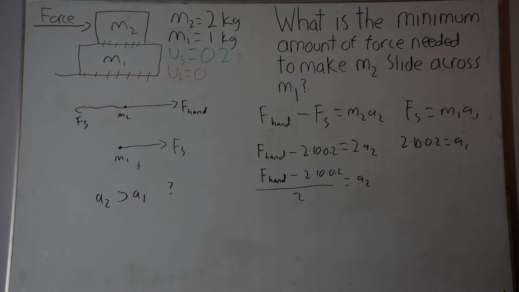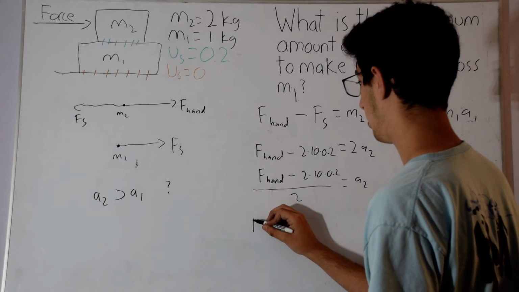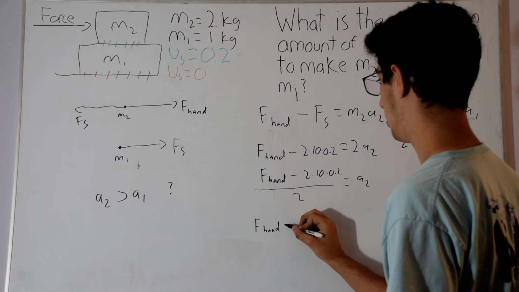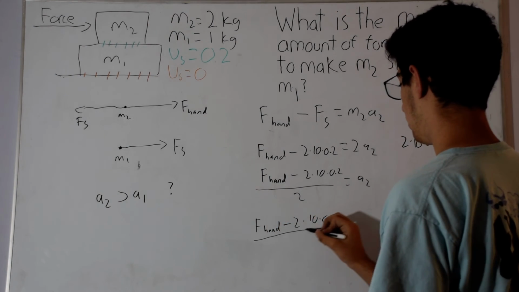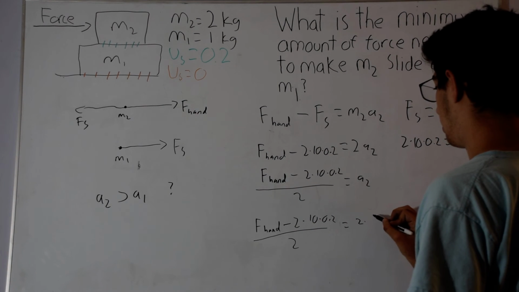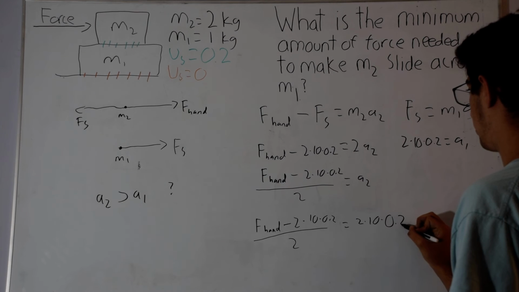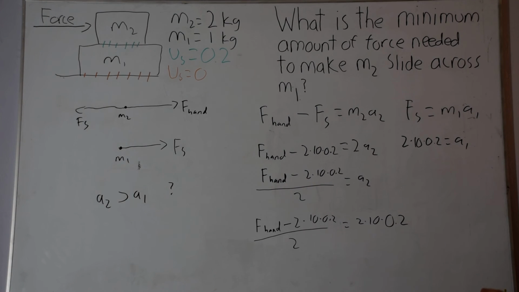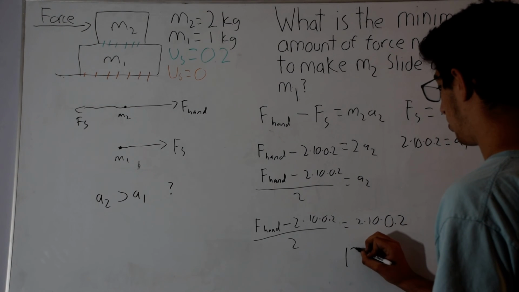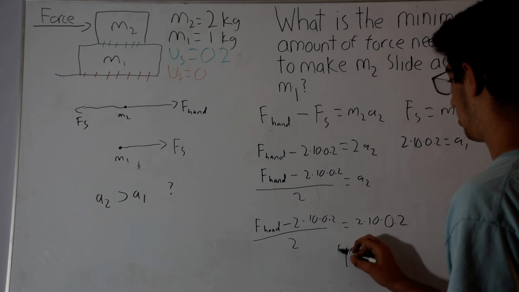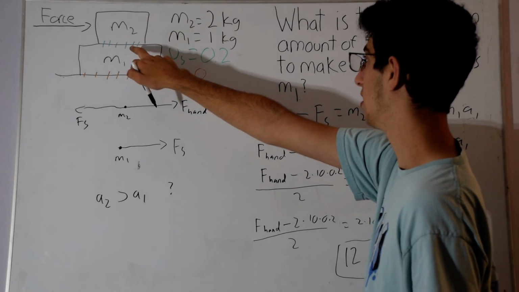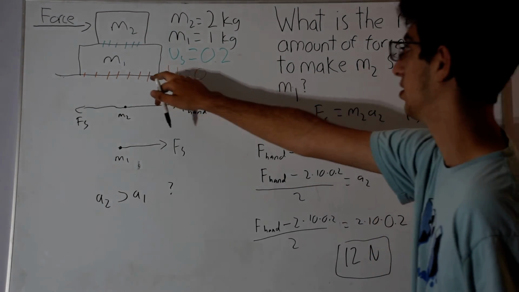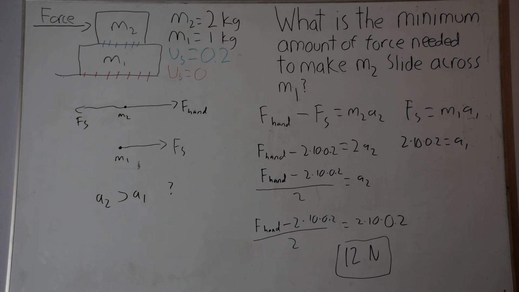Okay, well, now that we have A1 and A2, let's plug these guys in. So, we have that A2, which is F hand minus 2 times 10 times 0.2 over 2, equals 2 times 10 times 0.2. Okay, well, now we can solve for the force of the hand, and you can solve this and you'll get 12 newtons. And that's the answer. If you push with 12 newtons of force, this top block is going to slide across this bottom block. I hope you enjoyed the video, and thank you for watching.